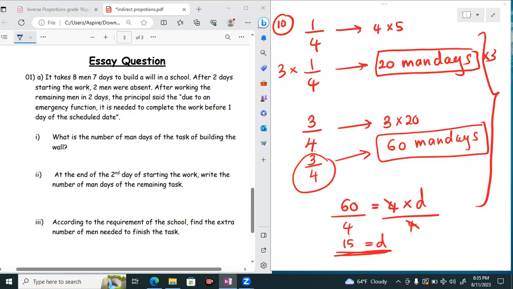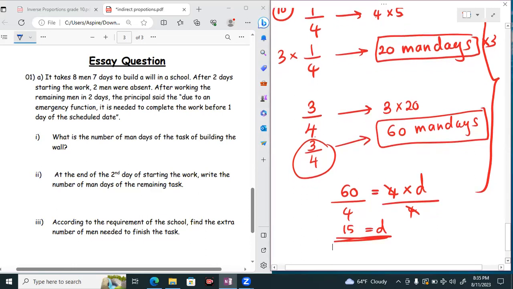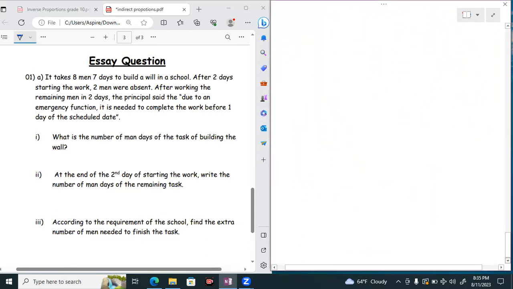Okay, shall we discuss the first one? Let's see what they have given. It takes 8 men 7 days to build a wall in a school. Okay, it takes 8 men 7 days.